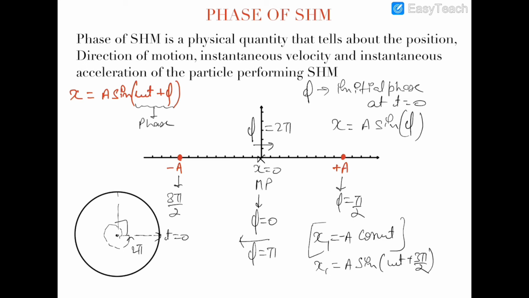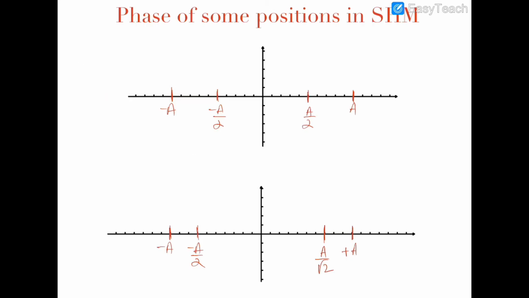So we can differentiate this x with respect to time to express the velocity, and we can differentiate that velocity with respect to time to express the acceleration, and we can substitute the value of phase to find out the instantaneous acceleration and instantaneous velocity. So phase tells us about the acceleration, velocity, direction of motion, and the phase. Now let us discuss the phase of some important positions in SHM which we have to memorize directly.